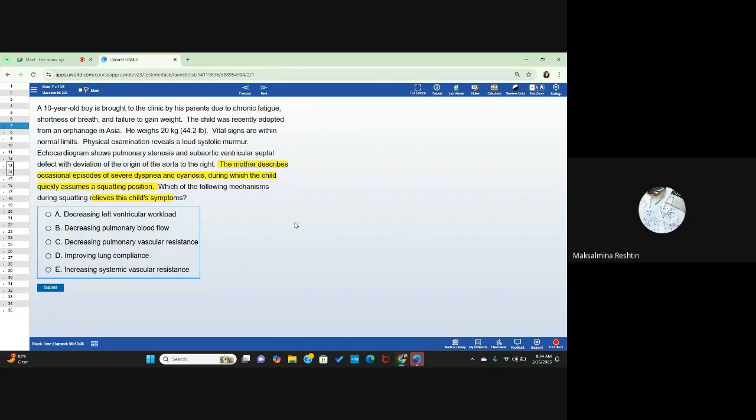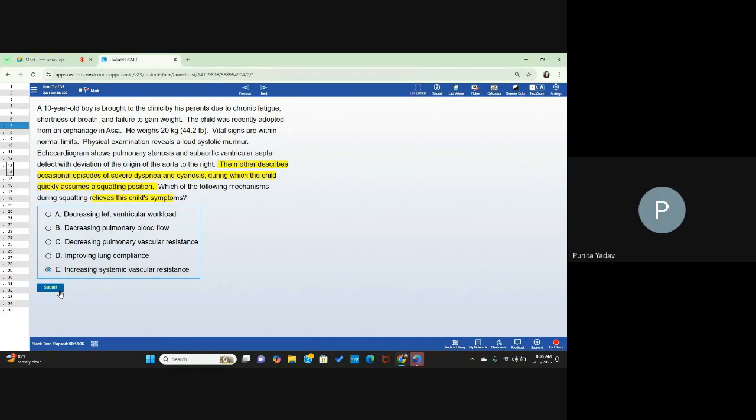So basically, the systemic vascular resistance increases, venous return increases, and the pressure increases on the right side. So what do you think is the answer? It causes reverse flow, which improves the stenosis. Option A is the answer. Option E.